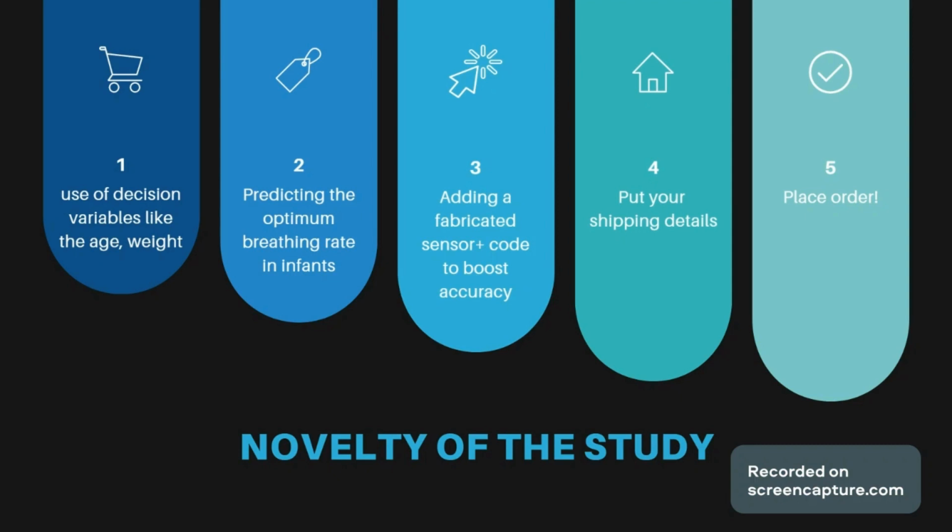The prediction of optimum breathing rate in infants can also be done. So in case the breathing rate of the infant is lower, we can easily say that for this particular weight and age in weeks of this infant, this particular breath rate should be there. In case it's any lesser, we can conclude that this child is not doing well.